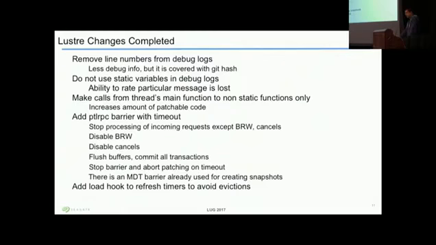And finally, we have added a PTL RPC barrier with timeouts. The steps taken were to stop processing of incoming requests except BRW and cancel, which we'll show with an example coming next. Then disable BRWs, disable cancel as step 3, flush buffers and all commits. Stop barrier and abort patching on timeout.